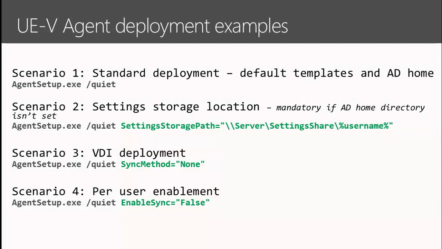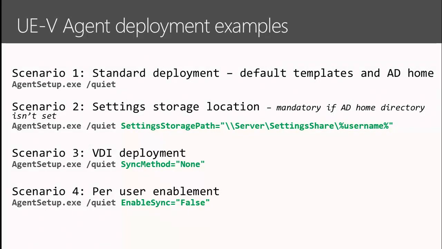This came back when we did our beta from customers who are saying, give me a way to roll this out in the golden image and make this super easy. So in this case, we've made it really simple. You just say enable sync equals false. And what that will do is when this rolls out, the users will get the UEV agent, they won't even know it's there, and sync is disabled.